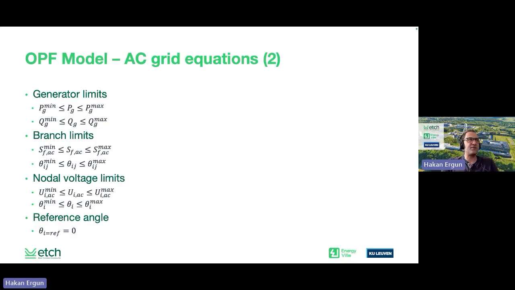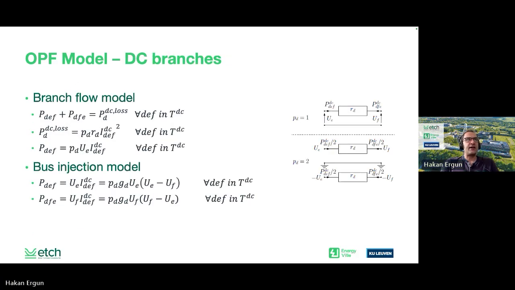Then we are going to give our AC equipment also the proper limits. So active and reactive power generation limits, apparent power limits on the branch flows, angle limits, then our operational voltage limits as well. When it comes to modeling DC branches within PowerModels ACDC, we have basically two formulations.